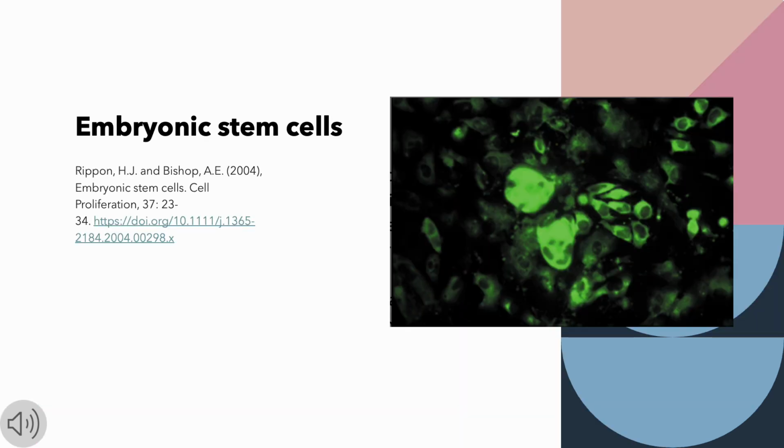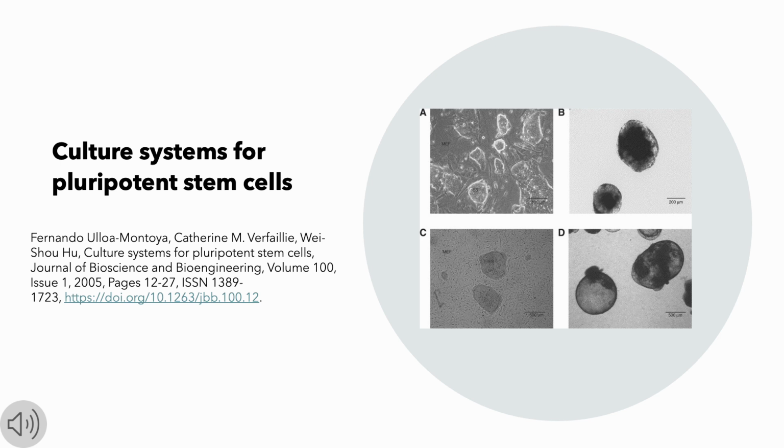Here we have an image from a paper titled Embryonic Stem Cells. The figure shows the clusters of cells derived from murine embryonic stem cells, immunostained for surfactant protein C, a specific marker for type 2 pneumocytes. Here we have an image from a paper titled Culture Systems for Pluripotent Stem Cells. In the figure, both A and C show mouse and human embryonic stem cells on mouse embryonic fibroblast feeder layer, with B and D showing mouse and human embryonic bodies.